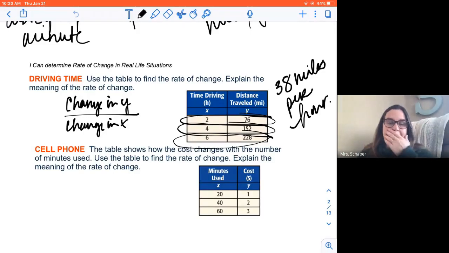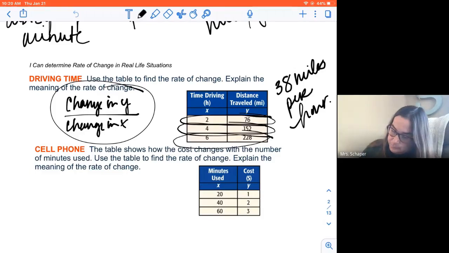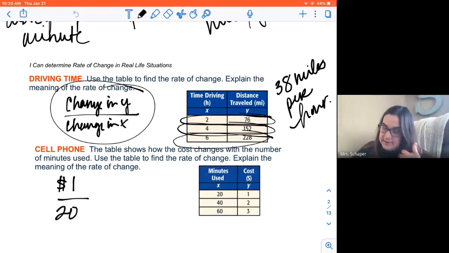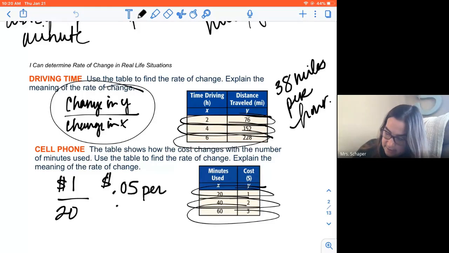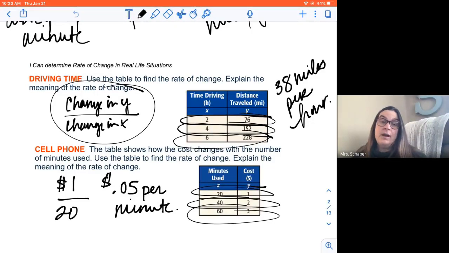So here we go. We have the cost in dollars per minutes used. Again, we want to use that change in y divided by the change in x. So if my cost is $1 for 20 minutes, okay, or 2 divided by 40 or 3 divided by 60, if I take 1 divided by 20, I'm going to get 5 cents per minute. So my bill is going to be 5 cents per minute, right? So every minute I talk on the phone, it's 5 cents.